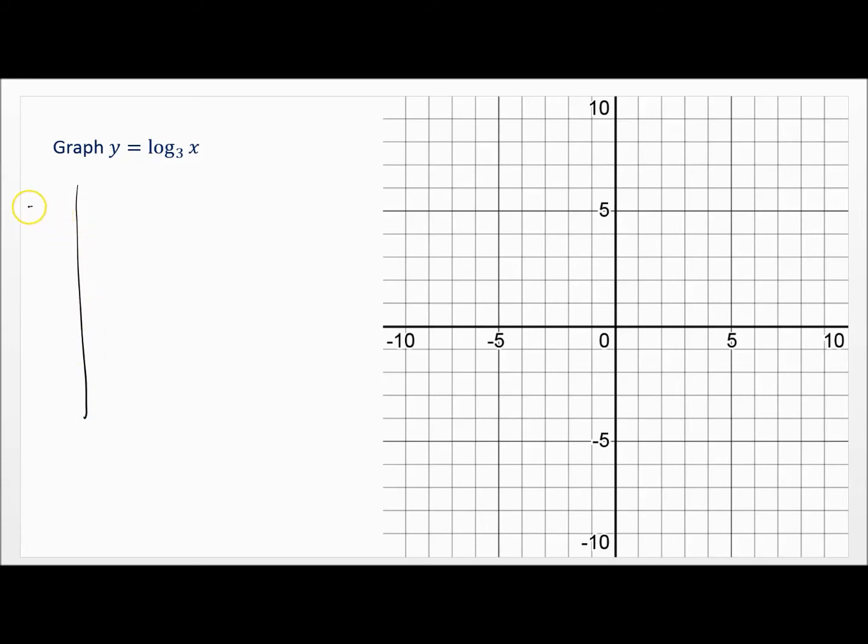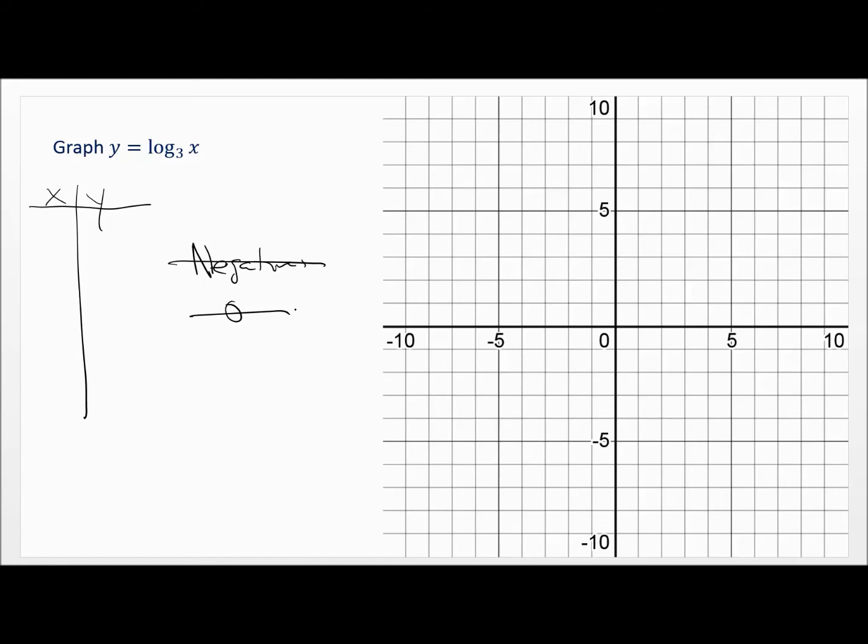Let's just do a t-table and plug in values. And this log base 3 graph is going to look very similar to a log base 2 graph and to a natural logarithm graph. And you've already graphed a natural logarithm graph in this chapter. So log base 3, what can we plug in? Well, remember, you can't plug in any negatives, because you can't take the logarithm of a negative number. Zero's out because you can't take the logarithm of 0.